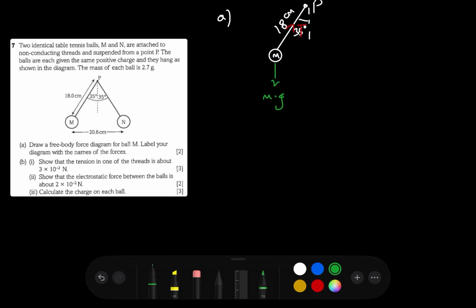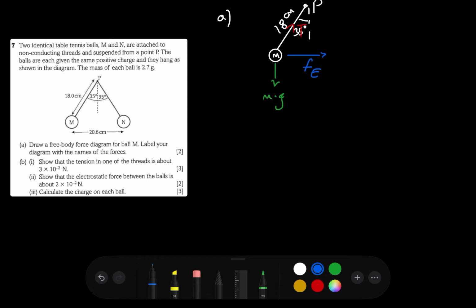And there's also an electrostatic repulsion from ball M onto N. So there is a rightward force where the ball M actually pushes away N, and that's just the F or the Fe. We can call that the electrostatic force. So, are we done with this? Well, actually, we have to complete the diagram.